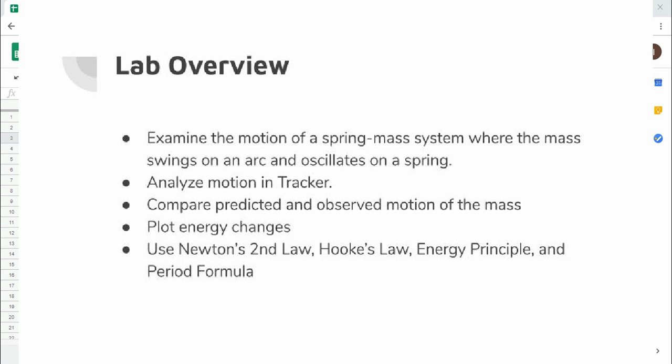The purpose of this lab is to examine the motion of a spring mass system where the mass swings in an arc while it oscillates on a spring. The motion will be analyzed in Tracker. We will need to compare the predicted and observed motion of the mass and apply energy changes computed in the model. The computations will require us to use concepts and formulas that we have learned in the video lectures, including Newton's second law, Hooke's law, the energy principle, and the period formula.